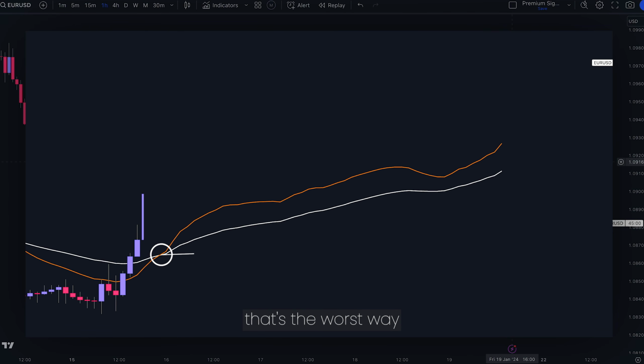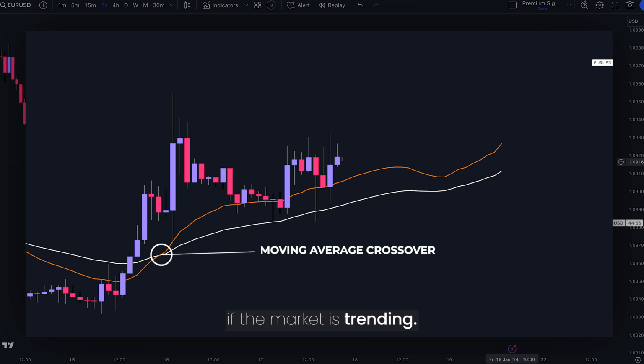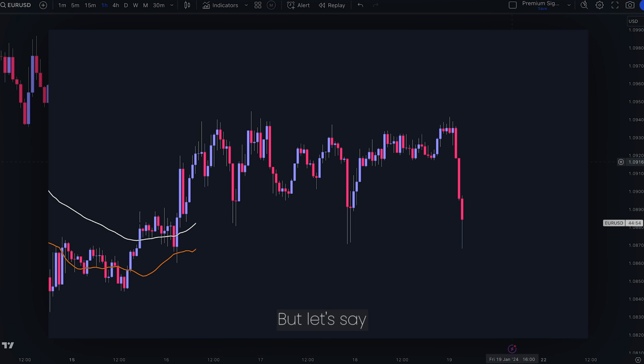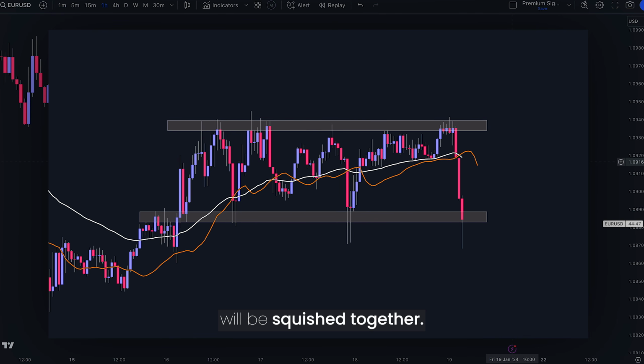But let me tell you, that's the worst way to trade this strategy because it only works if the market is trending. But let's say the market is in range, you will get tons of false signals because those moving averages will be squished together. And guess what? If you would enter on every single crossover within that range without checking the bigger picture, that will wipe out your account in no time.